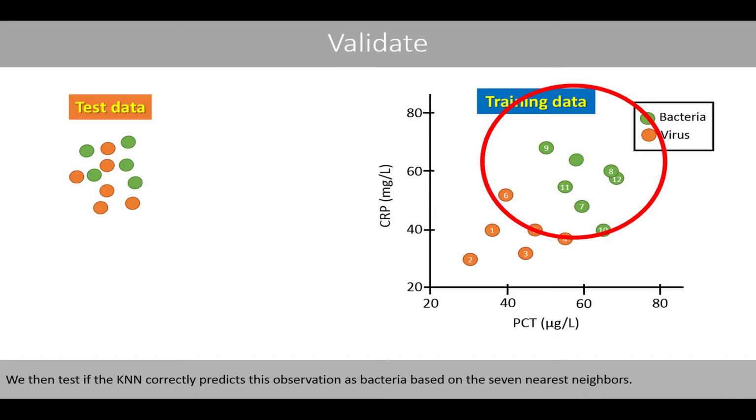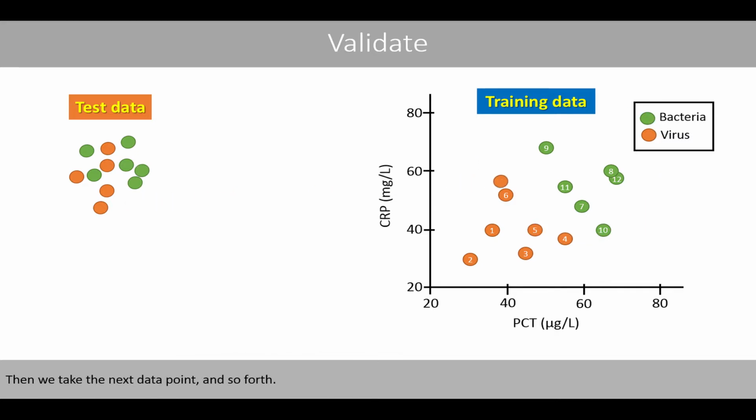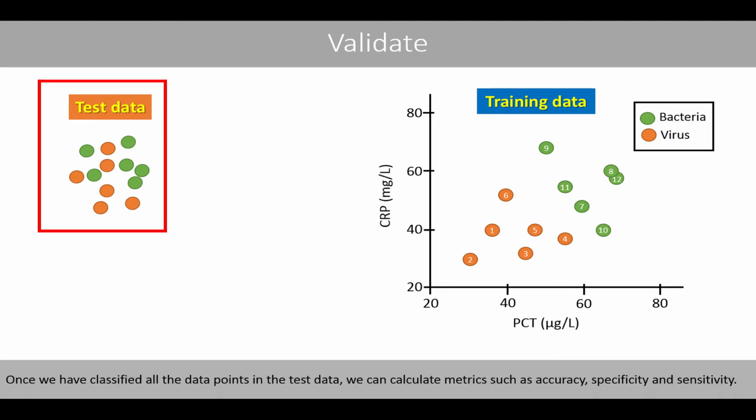We then test if the KNN correctly predicts this observation as bacteria based on the 7 nearest neighbors. Then we take the next data point and so forth. Once we have classified all the data points in the test data, we can calculate metrics such as accuracy, specificity, and sensitivity.